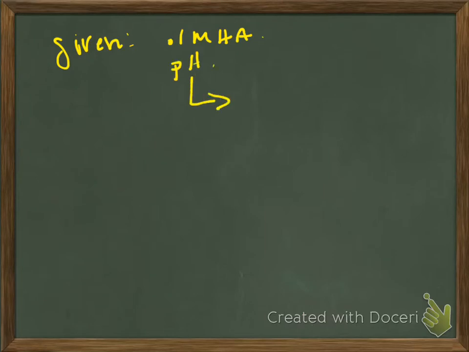Okay, the other type of problem is sometimes in your given, you will have, say, the concentration of the acid, and you are given a pH. This pH is going to be related to your hydronium ion at equilibrium.